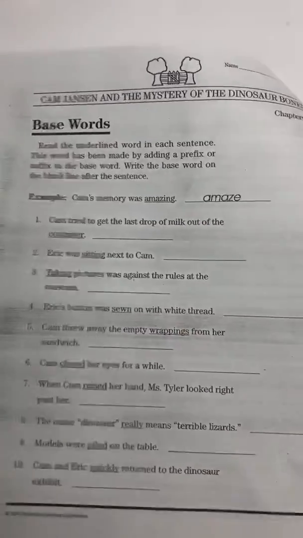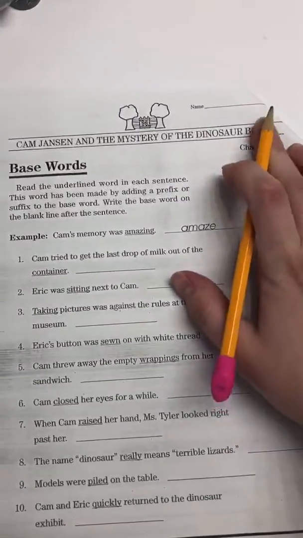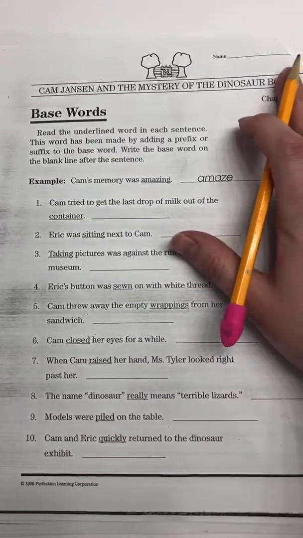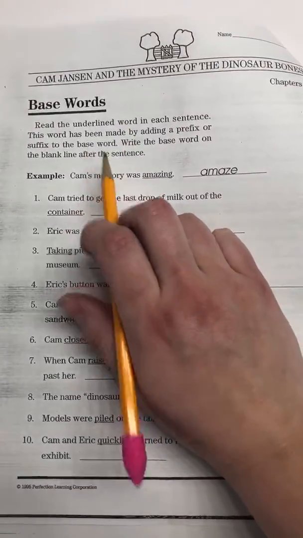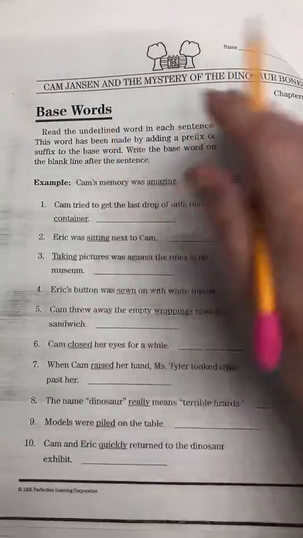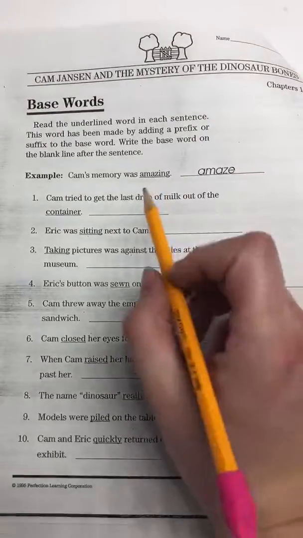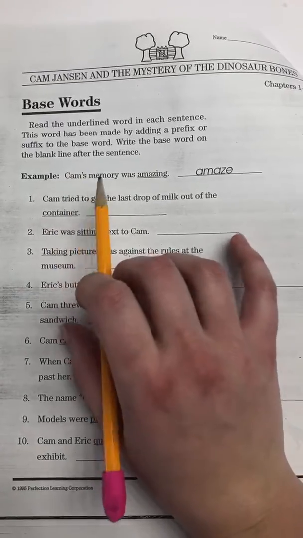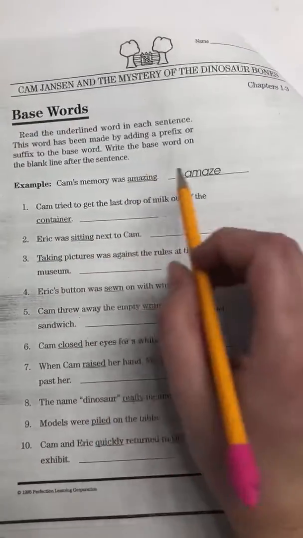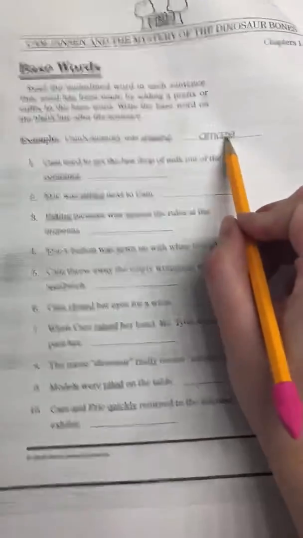Okay, so read the underlined word in each sentence. This word has been made by adding a prefix or suffix to the base word. What's another word for base word? The root word. Nice job. Write the root word or base word on the blank line after the sentence. So the example says, Cam's memory was amazing. The root word is amaze.